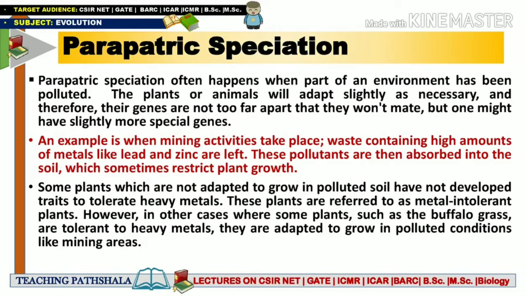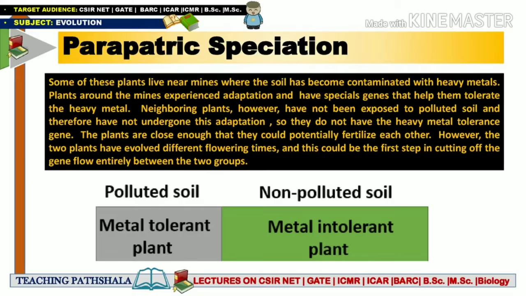However, in the other case, some plants such as buffalo grass are tolerant to heavy metal. They are adapted to grow in polluted conditions like mining areas. So buffalo grass is one good example that has the capability to grow in a metal-rich area, that means an area showing pollution by metal. Buffalo grass has the capability to tolerate metal, and that is why it can grow in metal polluted areas. So this is a brief description of how buffalo grass shows the metal tolerance capability.